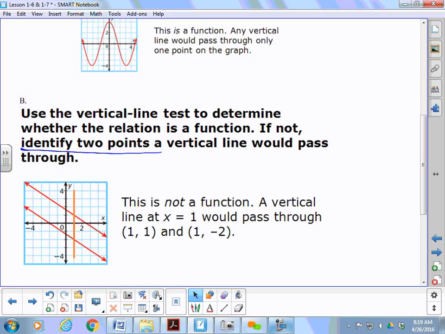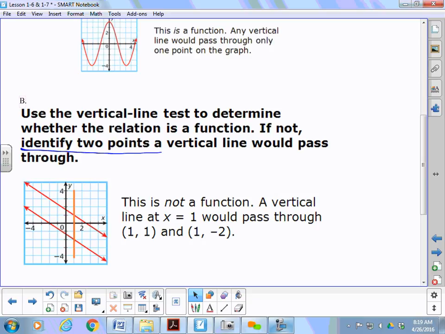And 1, negative 2. My vertical line touches both of those two. So to say that it's not a function, I need to list 2 points that prove that it's not a function. And those 2 points would have to be the same x value with different y values. So vertical line test, nicest thing there is.